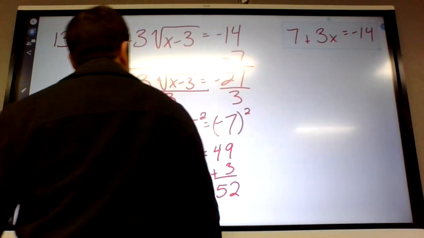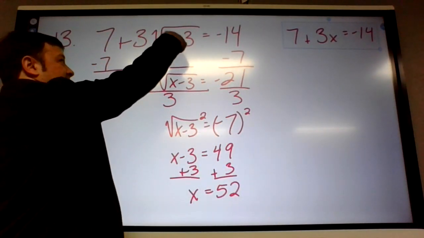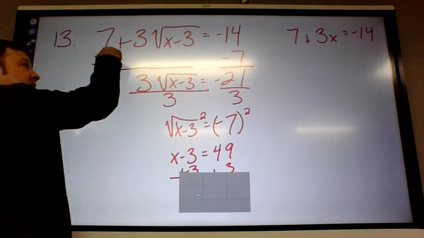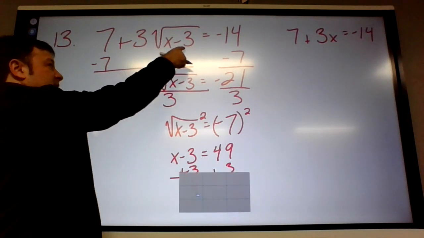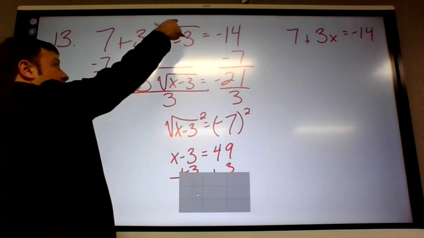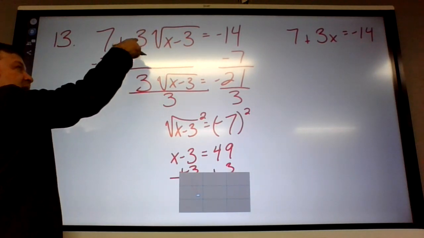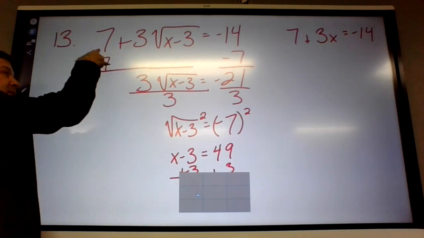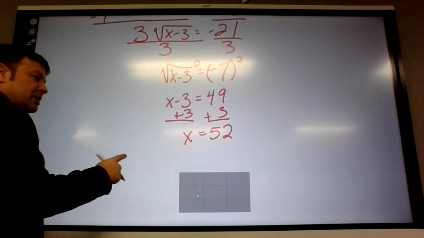Does 52 work? So the order of operations, this is kind of like parentheses. So you would do this times this plus this. So 52 minus 3 is 49. The square root of 49 is 7. 7 times 3 is 21. 21 plus 7 is 28. So no, it doesn't work.